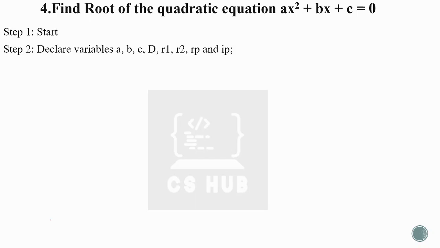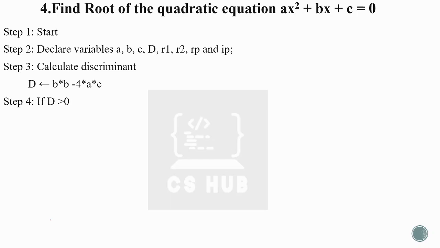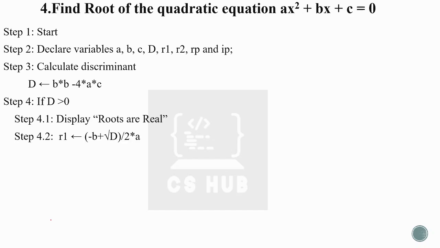So, starting, declare the variables a, b, c, d, r1, r2, rp and ip. These variables we need during our algorithm. Then calculate the discriminant. Discriminant value d is equal to b square minus 4ac, right? For that, b into b minus 4 into a into c. Then based on this value of d, we have to do three different things. When d is greater than 0, display our roots are real and calculate the roots.